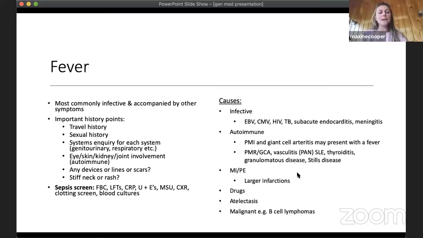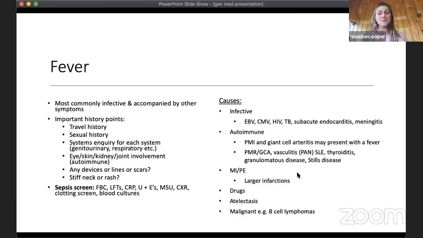But I think it's important as well when you're looking at a patient with fever, or you've got an exam with someone with a fever, to be thinking of things outside of an infection, because there's lots of other causes of a fever. Sometimes you can get a patient presenting with an unexplained cause or just a fever in isolation, and you need to be thinking about these extra things. So I've mentioned some of the important history points there.